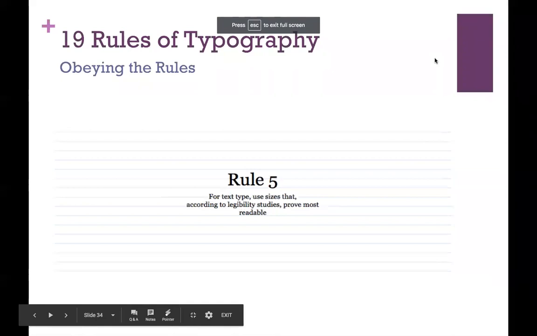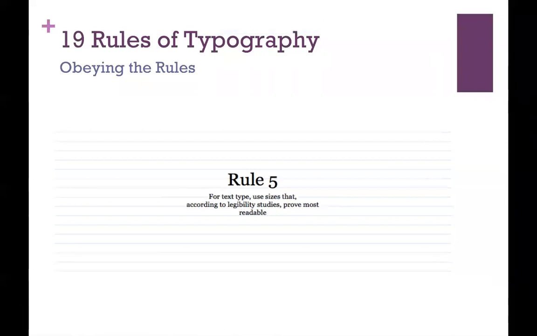All right, rule number 5. For text type, use sizes that, according to legibility studies, prove most readable. And this differs between the web and print. If you were designing something for the web to be read on a screen, body copy should not go below 16-point type, which sounds really big, but where we sit from the screen, how far away the screen is from our eyes as we sit in our chair, is how we determine that readability. When we're holding a printed piece, usually body copy is around 12-point type. That's a good legible reading size.